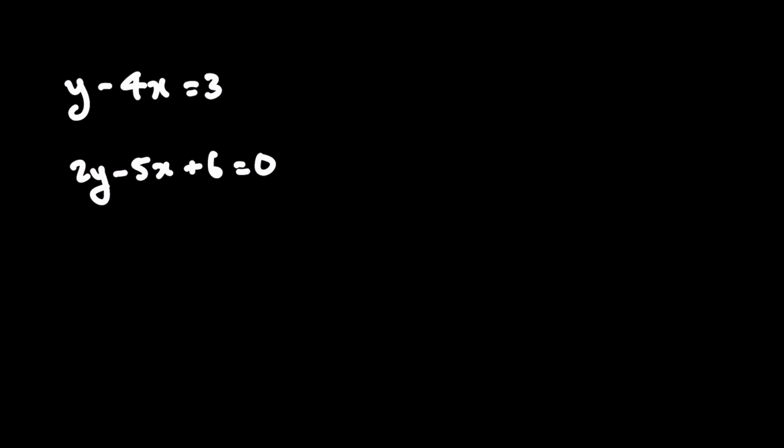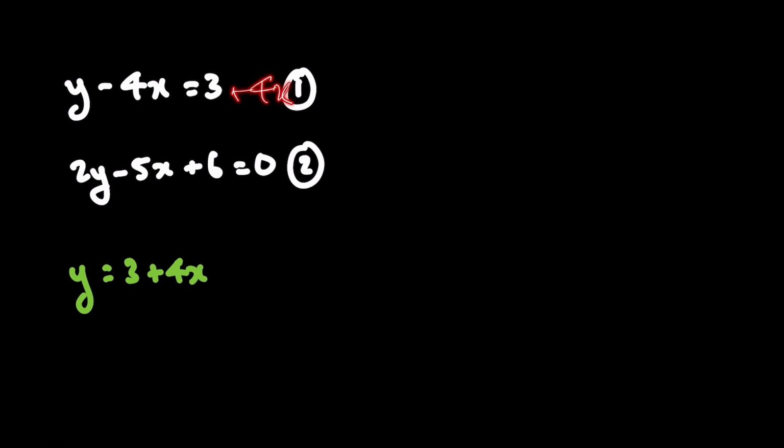Let's have a look at another example. Pause the video and give this one a try. So the first thing we have to do is rearrange one of these two equations so we get it in terms of just one variable. And from what I can see, it's very easy to rearrange this first equation. So I'm going to rearrange that first equation into y equals 3 plus 4x. And the way I did that was I just added 4x to both sides.